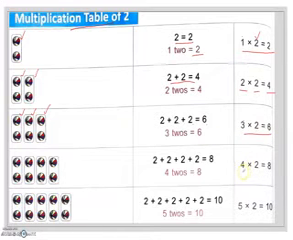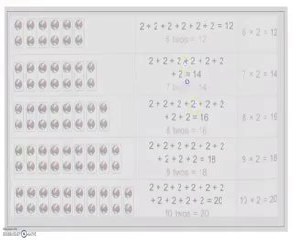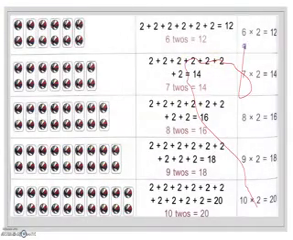Similarly, we can also find 4 into 2 is equal to 8, 5 into 2 is equal to 10, 6 into 2 is equal to 12, 7 into 2 is equal to 14, 8 into 2 is equal to 16, 9 into 2 is equal to 18, 10 into 2 is equal to 20. This is a very important multiplication table. You have to learn the multiplication table of 2 very well.